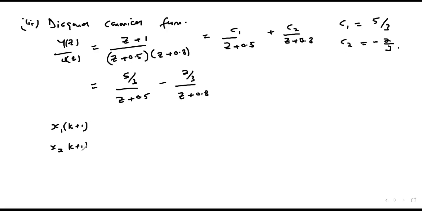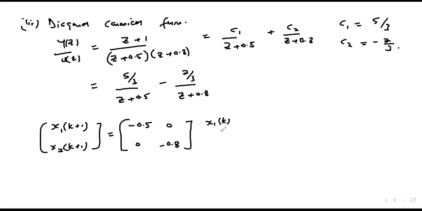x2 of k plus 1 will be equal to, the matrix G is a matrix of all zeros, apart from the terms on the major diagonal, which are the negated terms of the poles as negative 0.5, negative 0.8, and then 0, 0, into x1 of k, x2 of k, plus the matrix H is a matrix of all ones, it's 1, 1, multiplied by u of k.